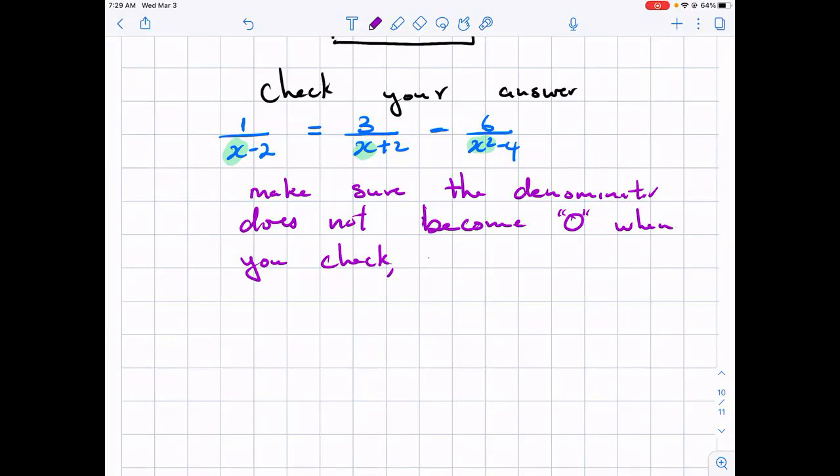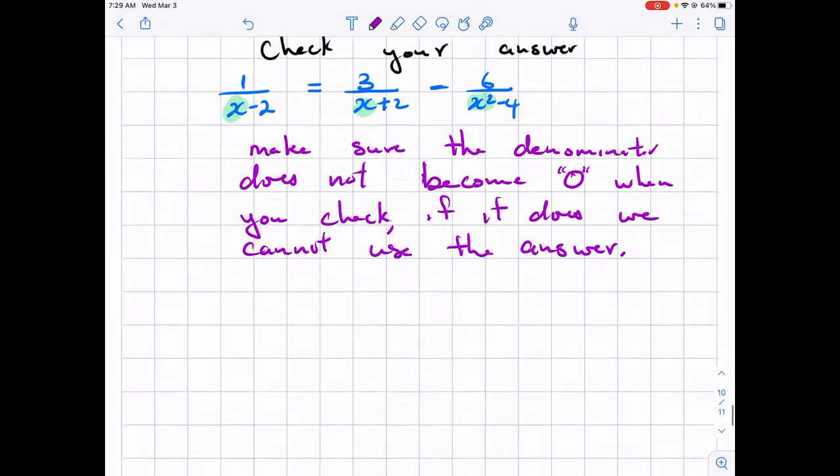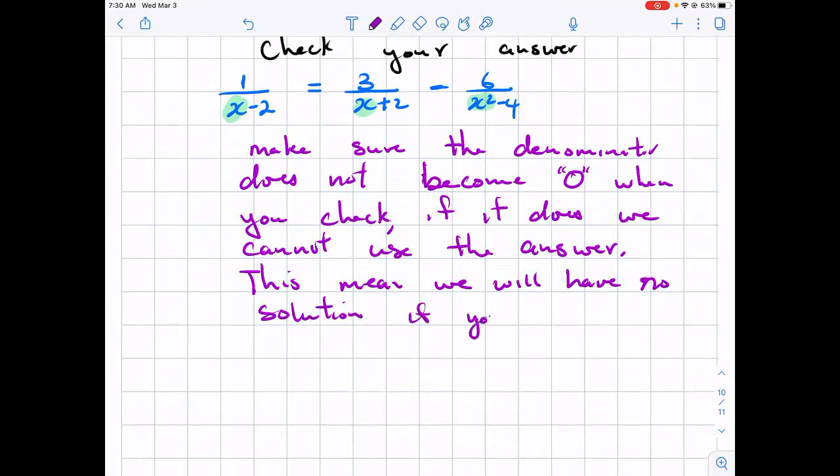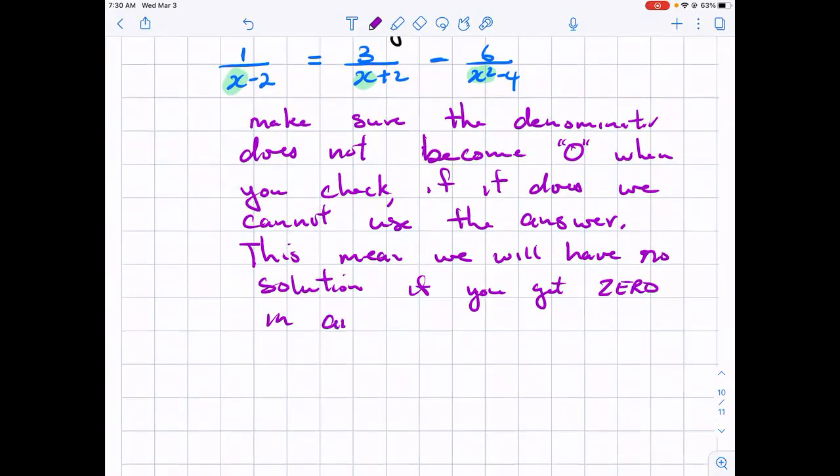Okay. If it does, we cannot use the answer. We cannot use the answer. This means we will have no solution if you get 0 in any denominator. Okay, so you want to make sure you check it.